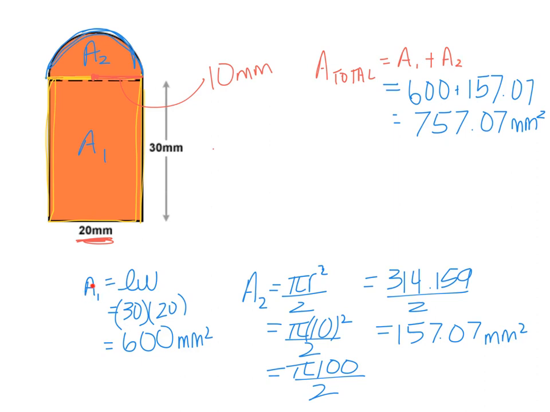I then solved for area 1. I then solved for area 2. I then substituted in the values for area 1 and area 2 into my area total equation, and I get my final answer.